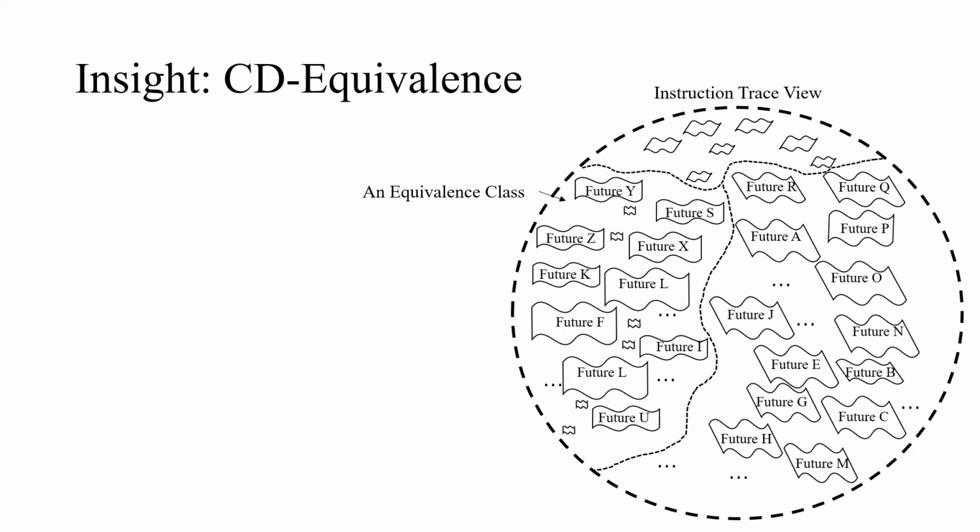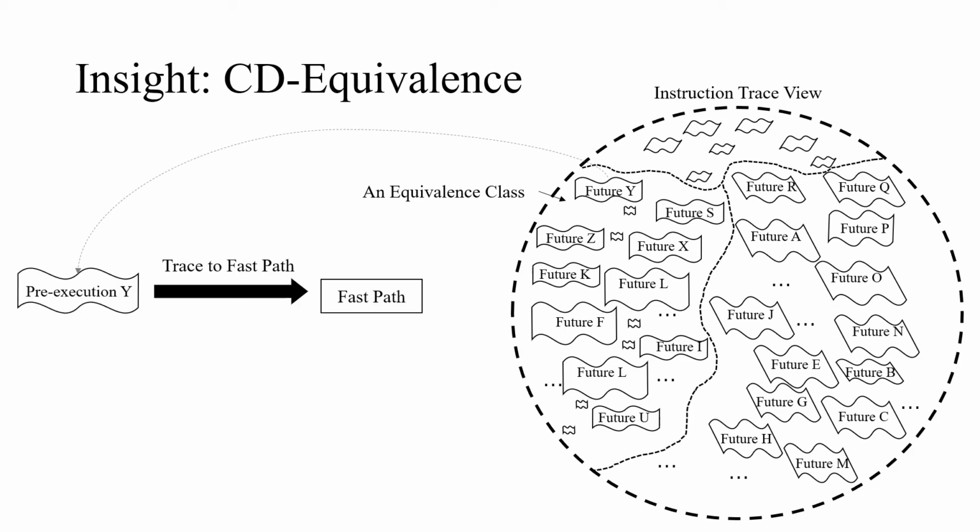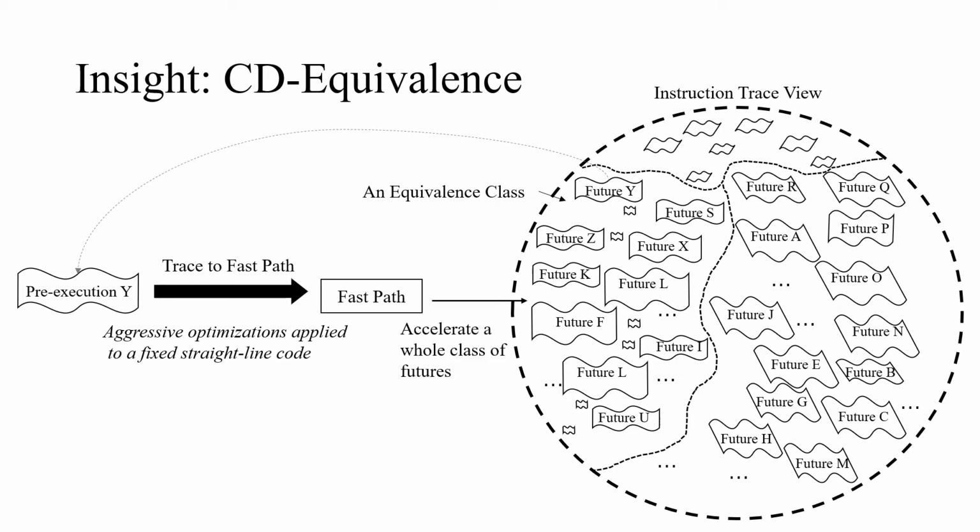It means that if we can somehow turn any of the traces into an executable program, it can produce identical results as the original transaction code in all the futures of the same class. A very important and useful property of such a trace program is that, being specific to a CD-Equivalence class, it is essentially a fixed sequence of unrolled and inline instructions with fully determined data dependencies, which makes it highly optimizable. It means that we can record the trace of the pre-execution in a speculated future and aggressively specialize the trace into a much shorter and more efficient fast path program for a whole class of futures.